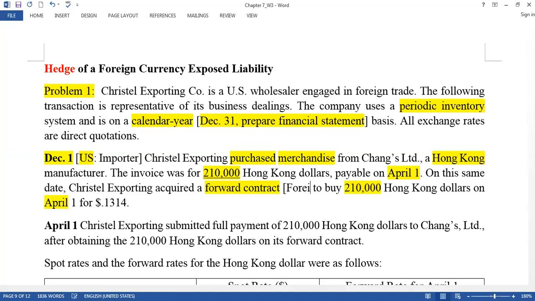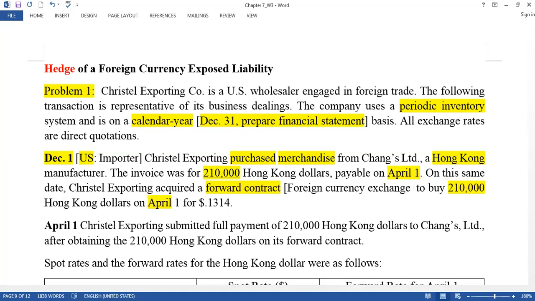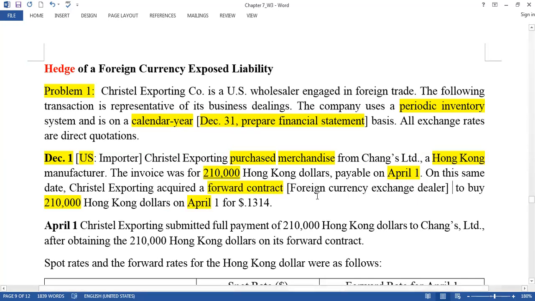the foreign currency exchange dealer gives you a guarantee that when April 1st comes, they will help you to pay this 210,000 Hong Kong dollars, and their rate at that time should be $0.1314. Do you understand my point? The third party came and said, don't worry, when April 1st comes, I will give you US dollars, and for one Hong Kong dollar, you will give me $0.1314.